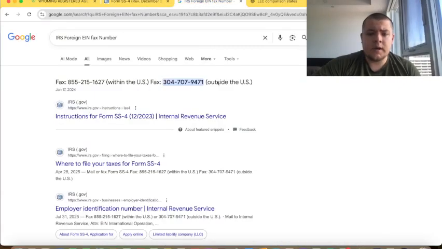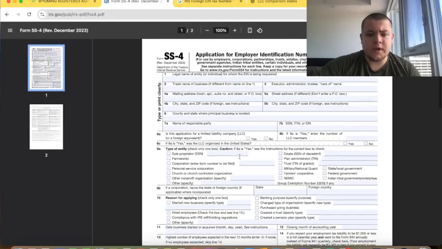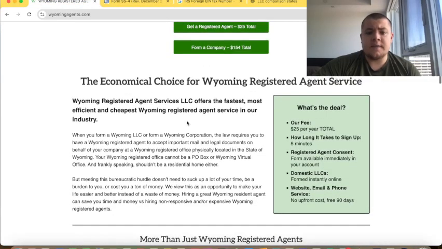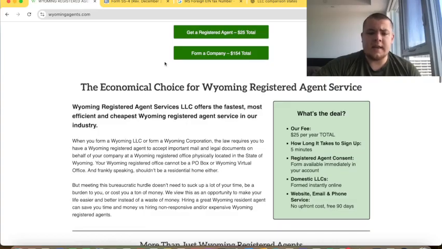Now, it's important to fax it to the number for outside of the US. Do not fax it to this number. Fax it to this number right here, 304-707-9471. If you don't have a fax machine, like most people in the year 2025, there's all kinds of e-fax services online that are easy and affordable to use. Some are even free, and you only need to fax it in once. They will send your EIN either back to you over fax or to your registered agent, and they will scan it and email it to you.